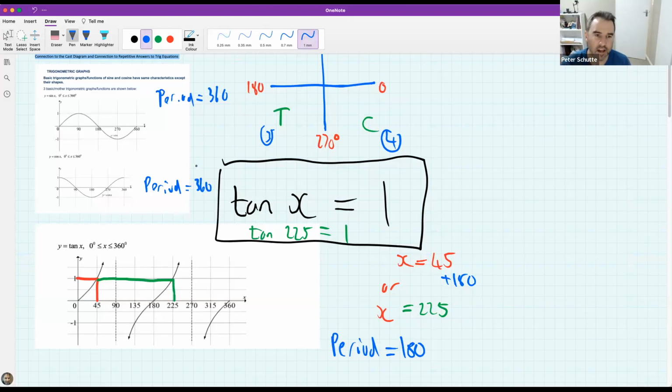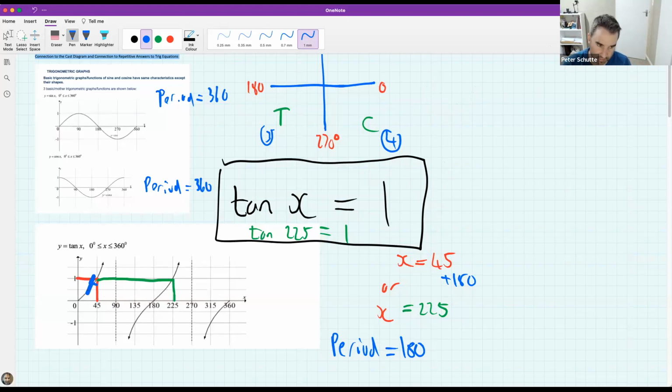Actually, let me just check. Thumbs up if that all makes sense. Thumbs down if I'm losing you on those basics. I just want to make sure I connect the CAST diagram to the graphs and explain why the tan graph has a period of 180.